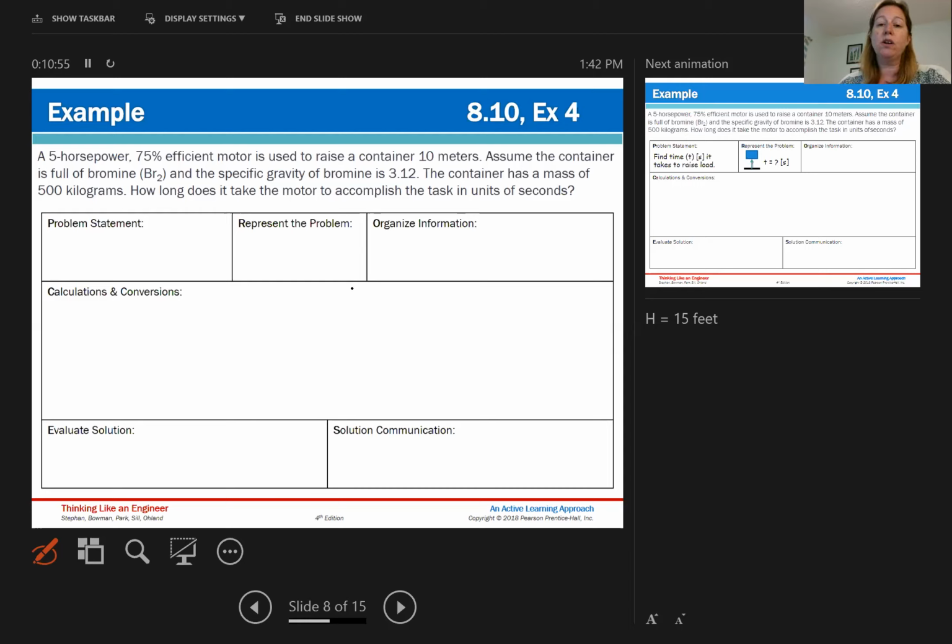So in this case, we're assuming that the total mass of the container is the container containing the bromine. And so that second sentence, the fact that it's even full of bromine and that the specific gravity of bromine is 3.12, is information that we really don't need in this problem. So all we need is the mass of 500 kilograms. So we want to know how long it takes the motor to accomplish this task in units of seconds. And so take a minute to work this out.